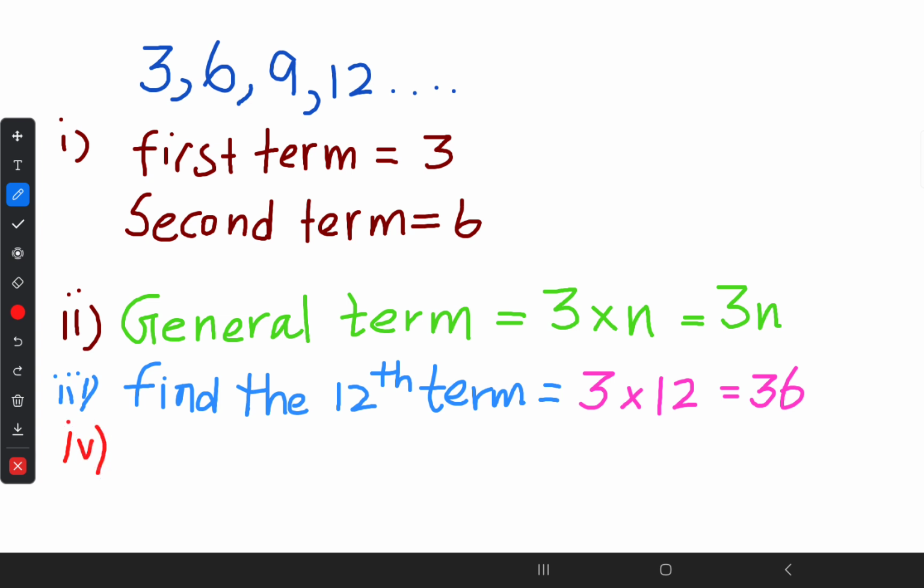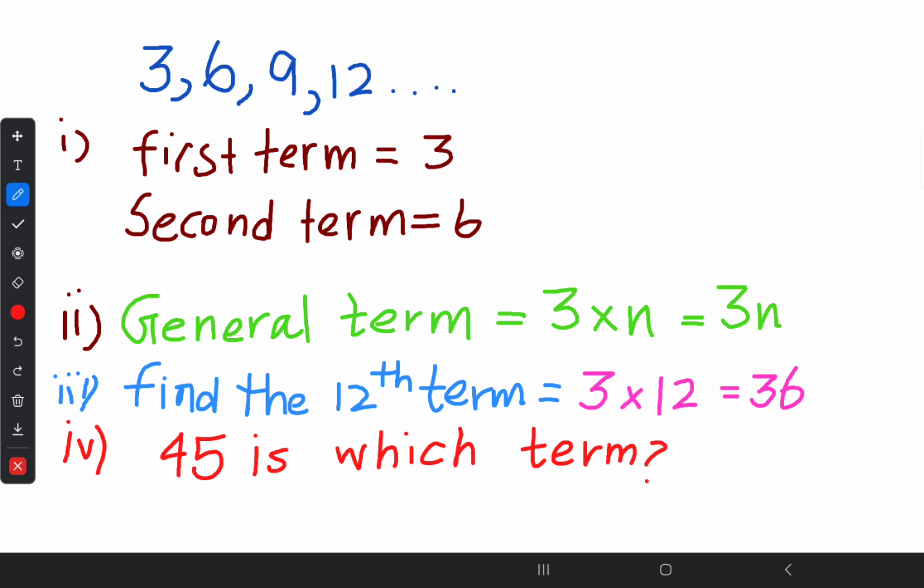And next thing, this is a new thing than previous. Here my question: you should find, 45 is which term? Okay, this is our question. 45 is which term?